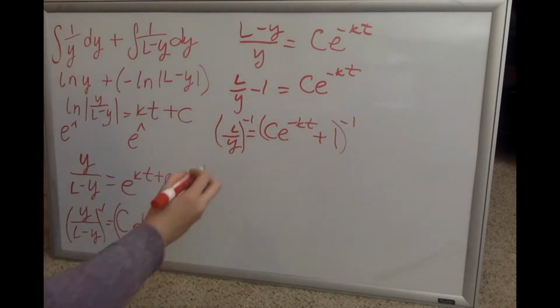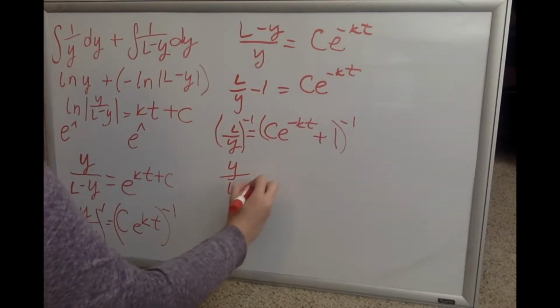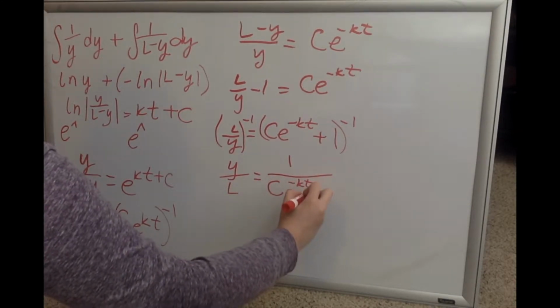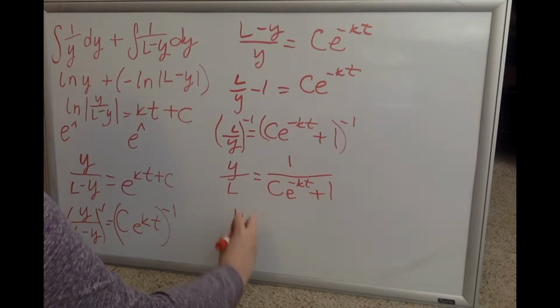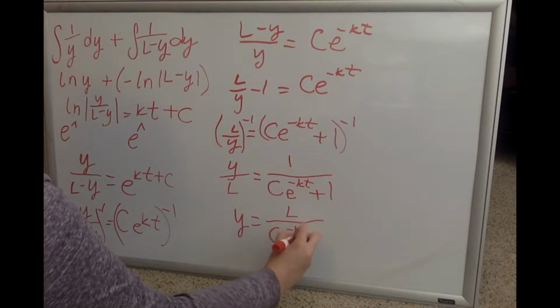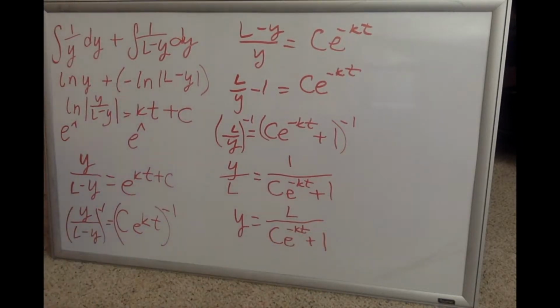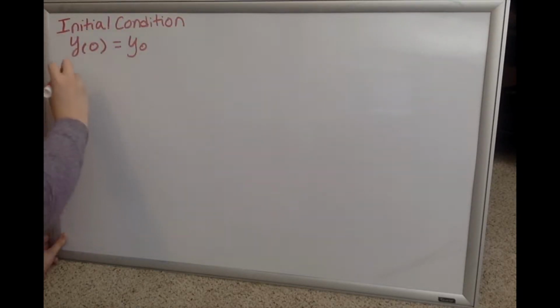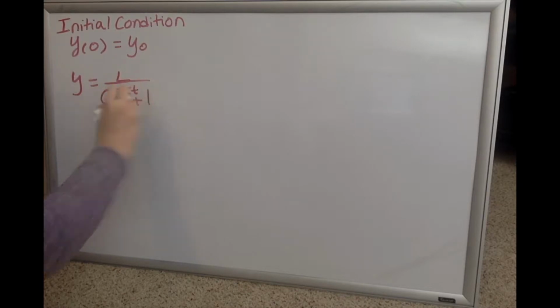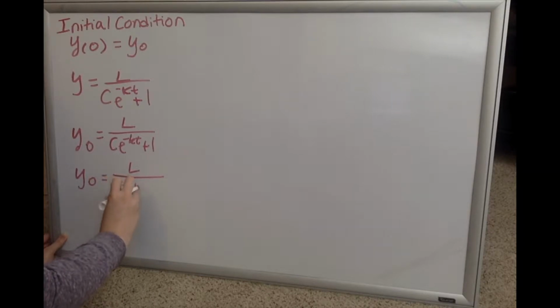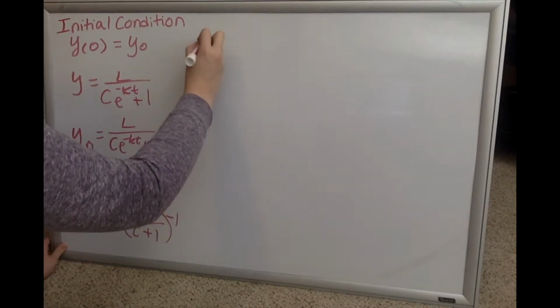Now we put it to the negative 1 again so that we can get L over to the side where the rest of it is so that we can find y. So y equals L over c e to the negative kt plus 1. The initial condition is y at 0 equals y sub 0, so y sub 0 equals L over c e to the negative kt plus 1.